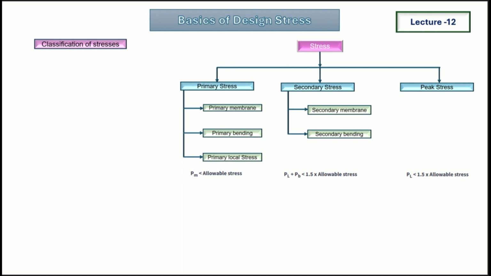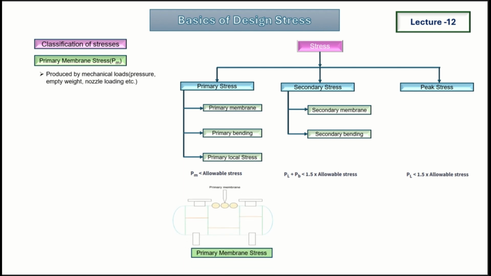Generally, what is primary stress? This primary stress is generated due to mechanical loadings, guys. So general mechanical loadings, that is self weight of the vessel, pressure. Generally, these primary stresses are caused due to mechanical loadings like pressure, empty weight, and nozzle loadings. Okay, so it will not occur at discontinuities. It is away from discontinuities.